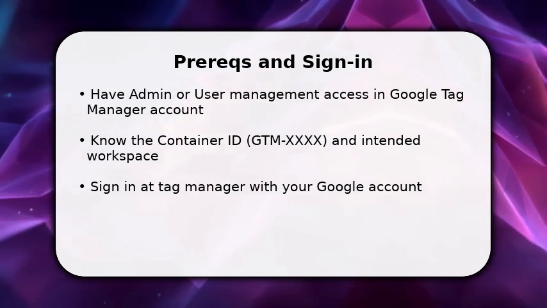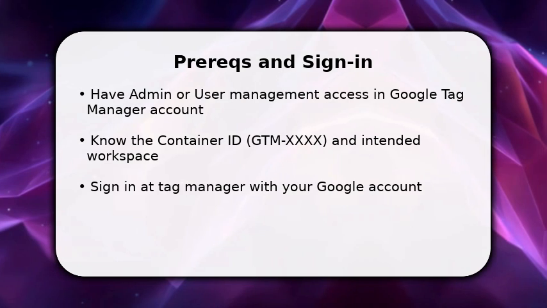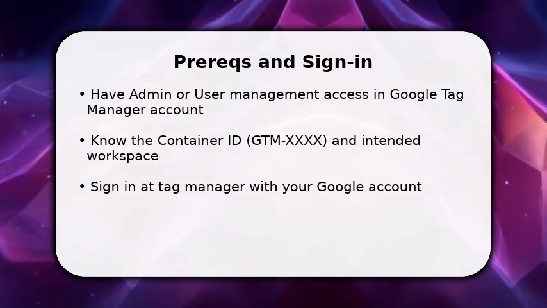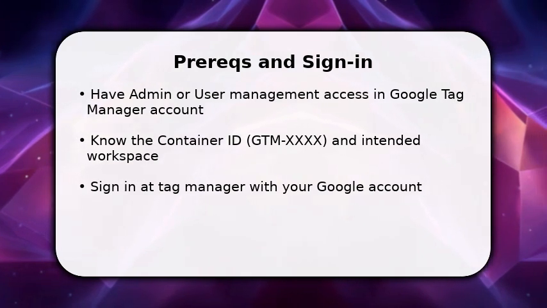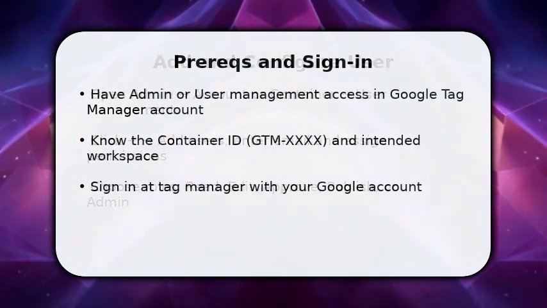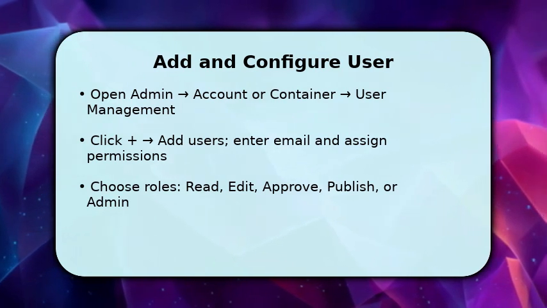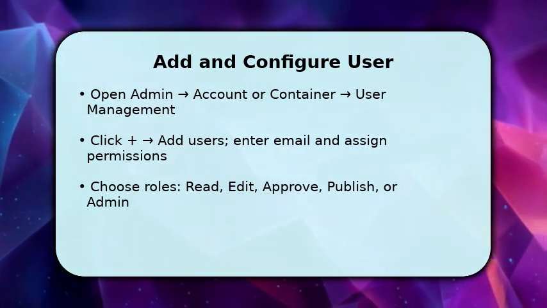Next, click the gear icon labeled Admin in the left column and prepare to add a new user under the account or container level. You'll now add the user. Open Admin and pick Account or Container User Management depending on scope. Click the plus button and select Add Users. Type the person's Google email address.